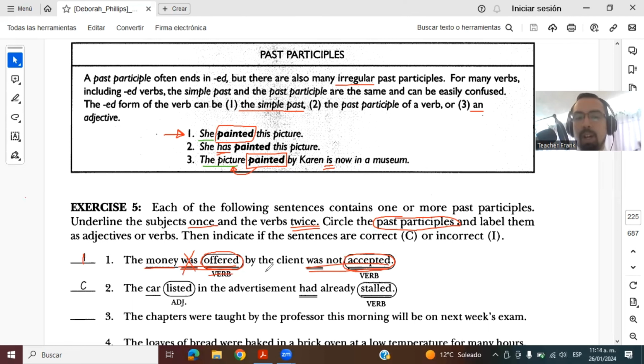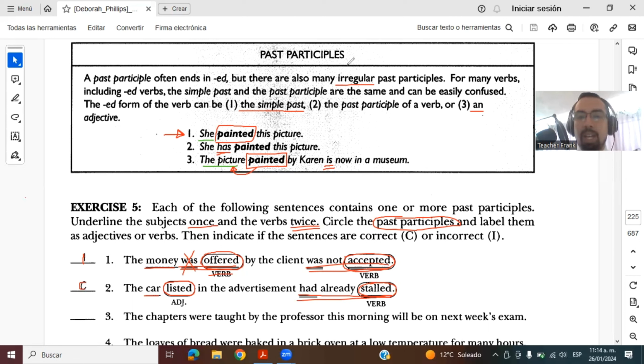Now let's look at number 2. "The car listed in the advertisement had already stalled." So we have here a verb structure, had already stalled, and stalled is my past participle. Since before it there is a variation of the verb have or be, it's a verb. Then who or what had already stalled? The car listed in the advertisement, right? In the advertisement is an object of preposition. Listed here is also a past participle, but since before it there is no verb be or verb have, it's an adjective and it doesn't do any harm, so it's correct, right?